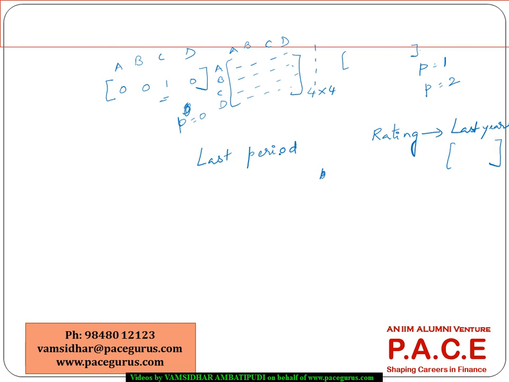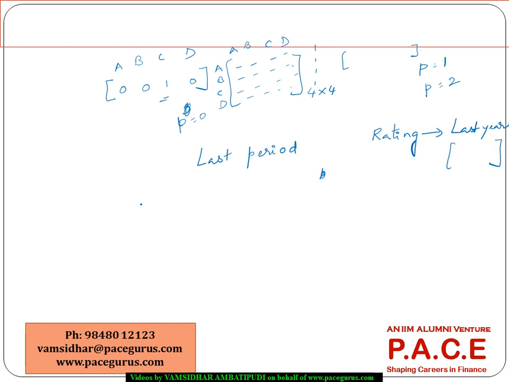Using these two, if I am trying to decide the rating for this year, it's a perfect Markovian, time independent kind of a process. Time homogeneous kind of a process.